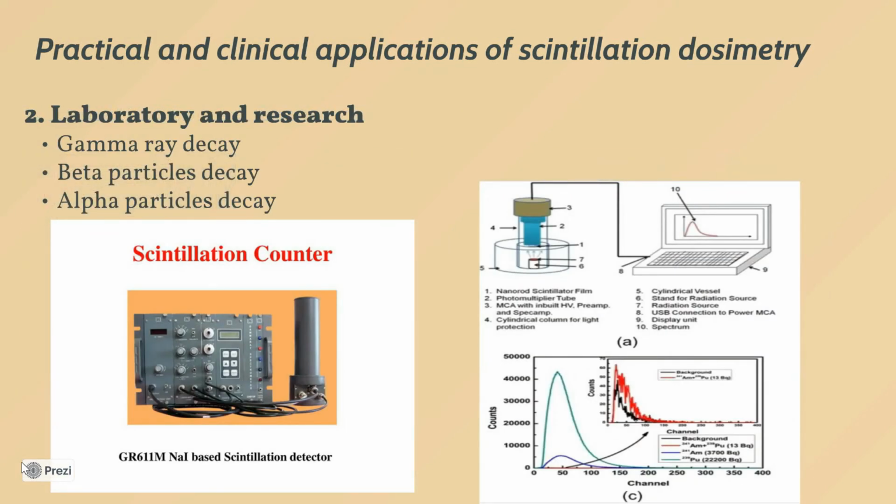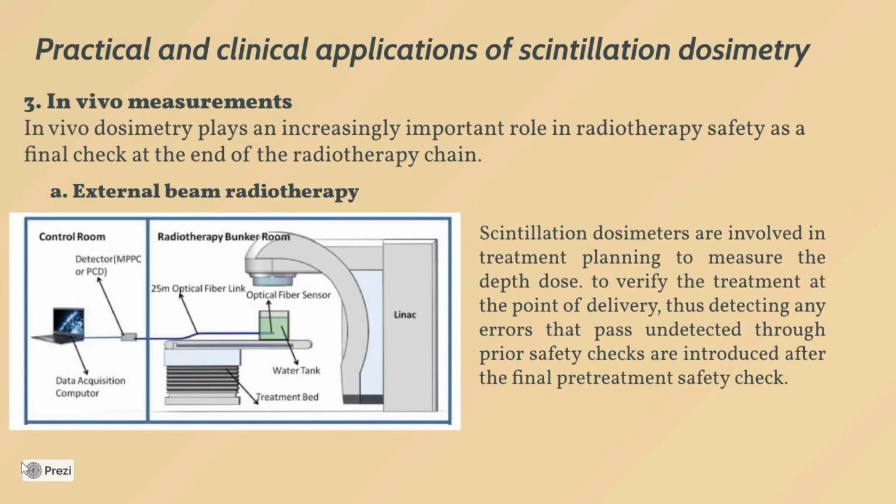Secondly, scintillation counters are used in the laboratory and research fields to count gamma, beta, and alpha decays. The scintillation counter mainly consists of the scintillator film and the photomultiplier tube. They measure the count of radioactive decay per second, and then display the counts in the form of a spectrum, as shown in the image. Scintillation dosimeters also play an important role in the clinical field, such as in vivo measurements.